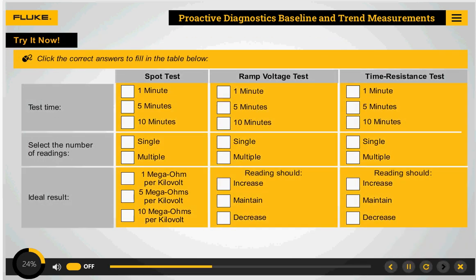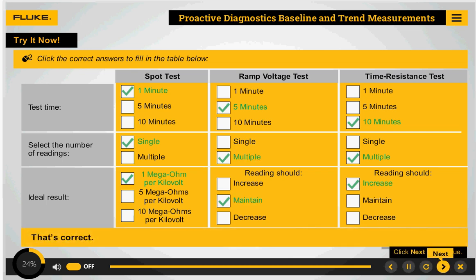Do you remember the parameters for measuring insulation resistance? Click the correct answers in the table below. That's correct.